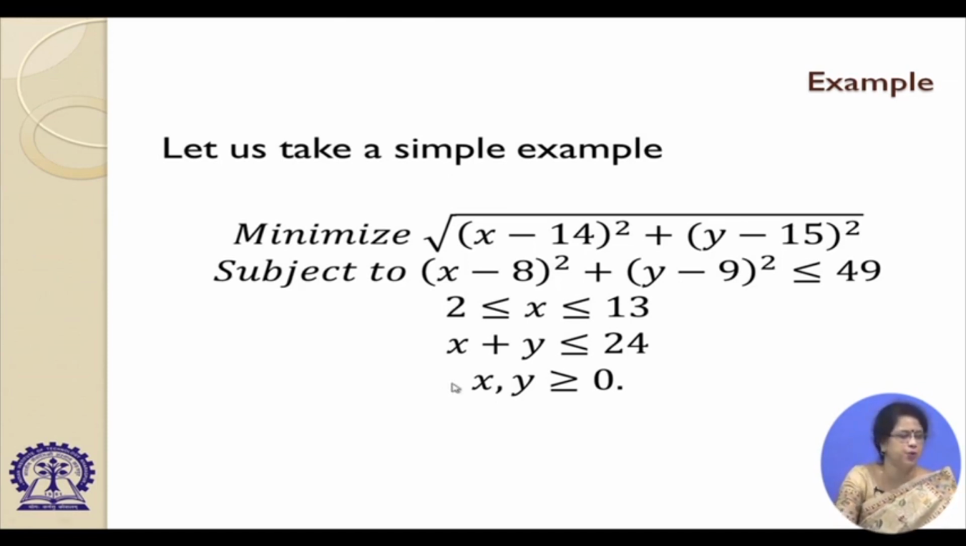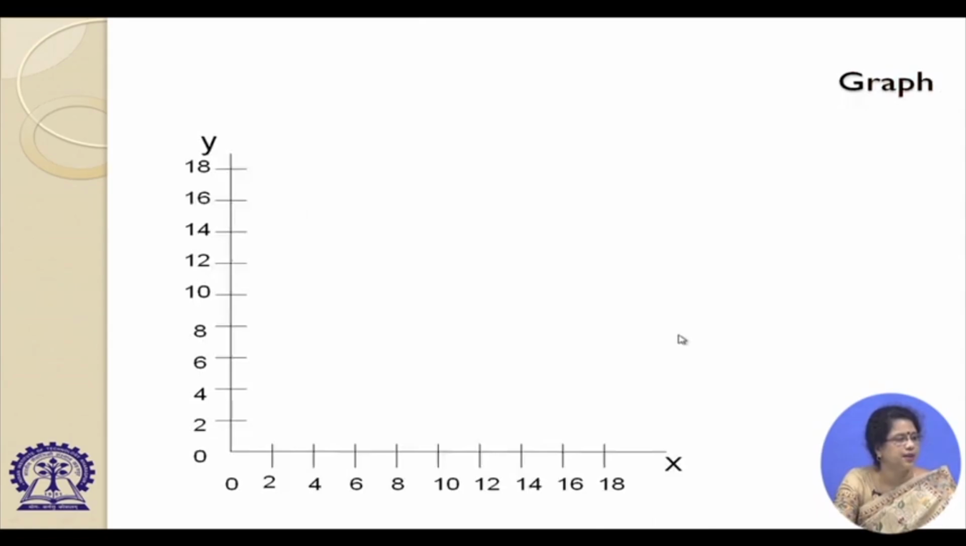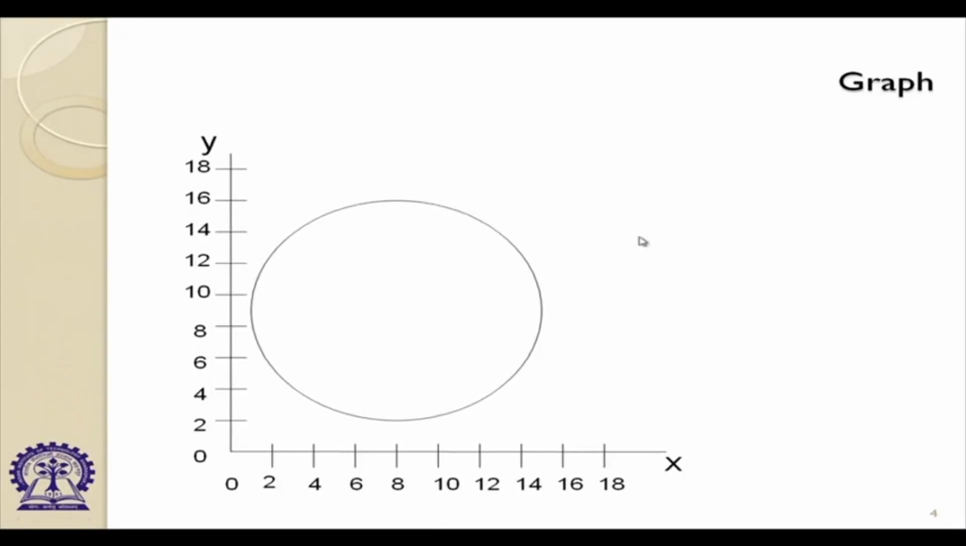Let us try to draw this problem. This is the axis for us. As you did for the linear programming, we will do the same thing and draw the constraints one by one. First, we will draw a circle that is centered at (8, 9) with radius 7. All right, this is the circle for you.